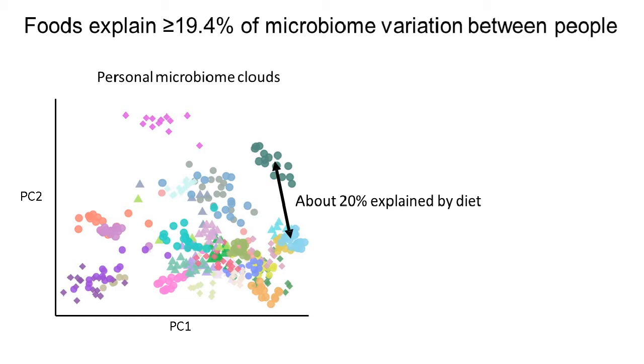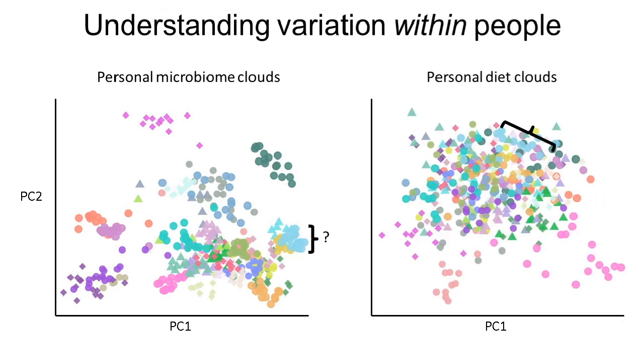And from this analysis, we can see that the foods explain about 20% of the variation between people in their microbiome. So is diet the main driver of microbiome? Well, maybe. So far we've only been able to explain about 20% of microbiome variation from diet. But we've left out all of the variation within a person's cloud. And that's what we're going to look at next.